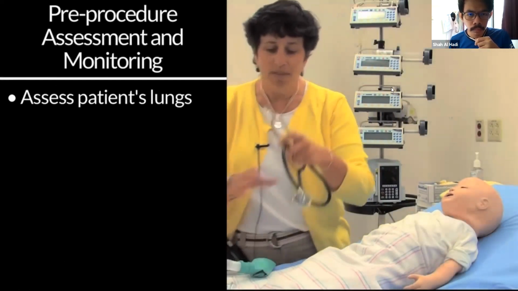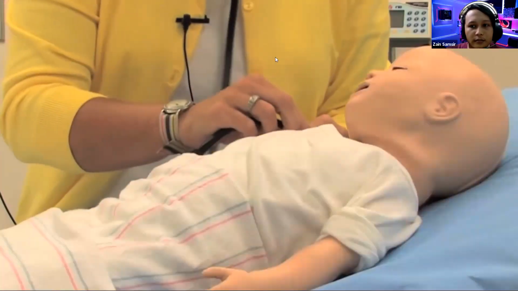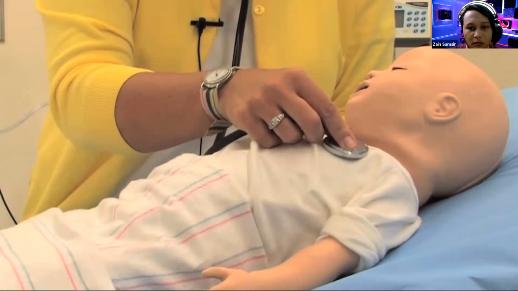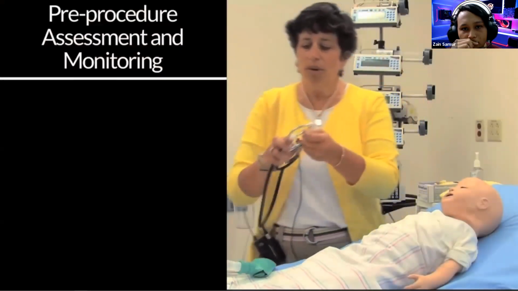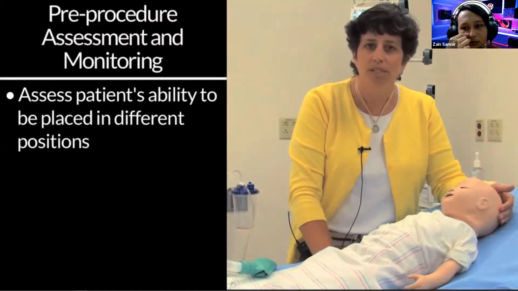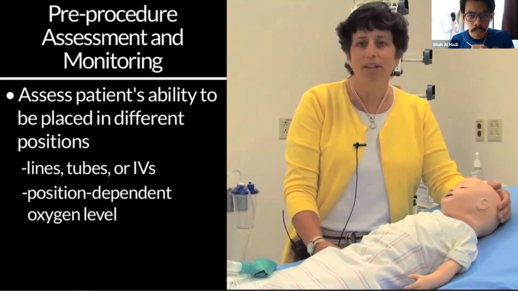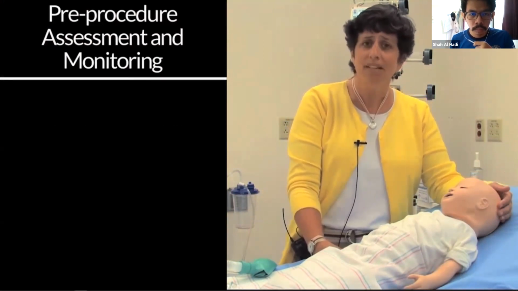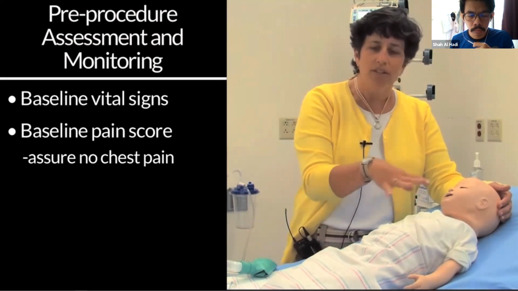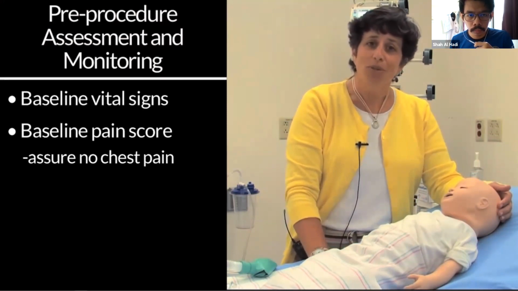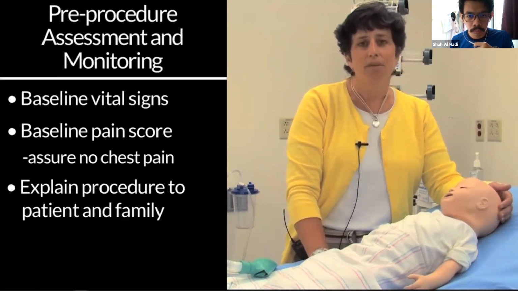The patient's lungs and listen for wheezing or crackles or aeration that is not equal on either side. I'm just going to listen to this baby now. Also, assess the patient's ability to be placed into the different postural drainage positions. If the patient has lines, tubes, IVs, that may keep you from doing that, or if the patient happens to lower their oxygen level in one particular position, you would want to know that prior to starting. Get a set of baseline vital signs and a baseline pain score and make sure the patient doesn't have any causes of pain in the chest area that would keep you from doing this procedure. Also make sure to explain the procedure to the patient and family. As I said, parents can sometimes be a little bit concerned when they hear the noise of percussion and think that it may be hurting their child.